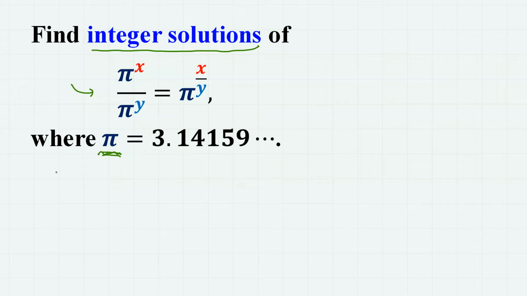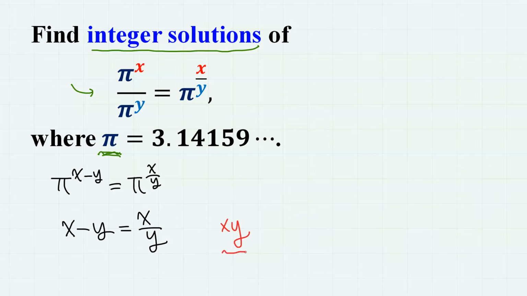So let's solve this. By the exponent rule, we can write the left-hand side as pi to the power of x minus y. So the equation simply becomes x minus y equals x over y. Now we multiply both sides with y, but in doing so we must be careful.